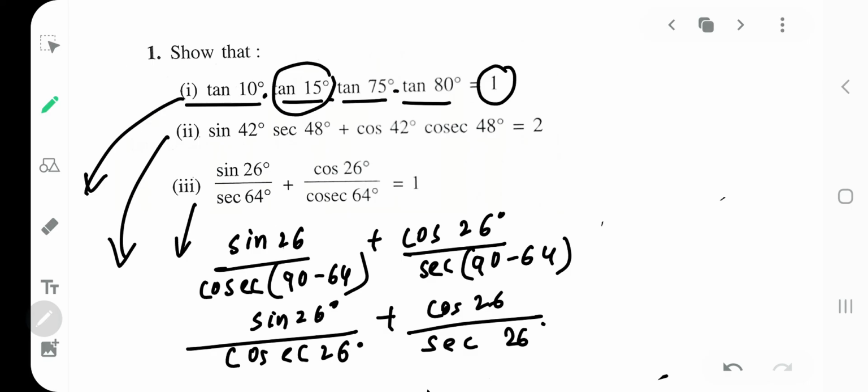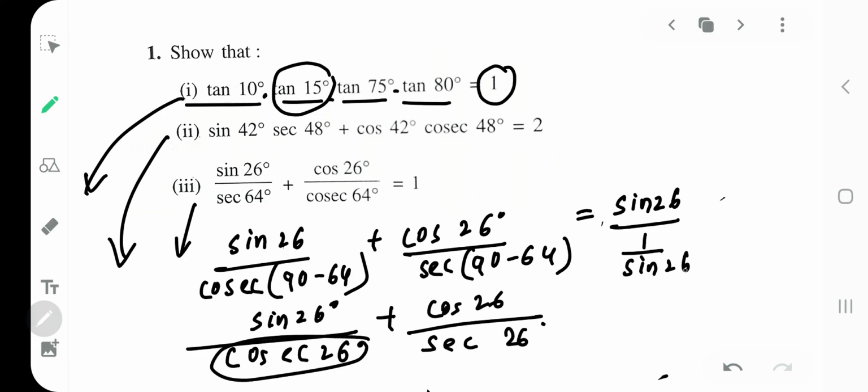Now my dear kids, I'll keep sine 26 in the numerator as it is. For cosec 26, I'll write 1 upon sine 26 because cosec is reciprocal of sine and sine is reciprocal of cosec. Plus cos 26, I'll write as it is. And for sec 26, I will write 1 upon cos 26.